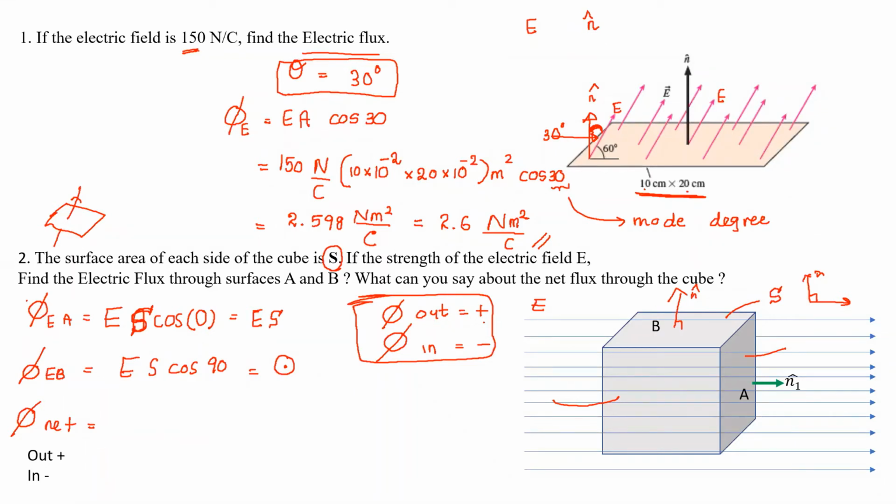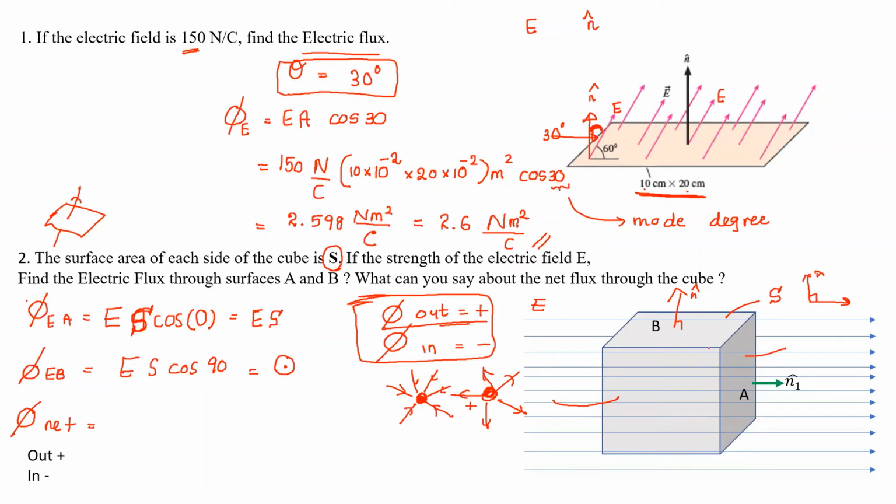If it's hard to remember this, you can think of it as charge. If the charge is positive, electric field lines are going out, right? So plus for out. If it's a negative charge, electric field lines are coming in. You all have to know this. If the flux is going out of the object, it is a positive flux. If it is coming into the object surface, it is a negative flux.